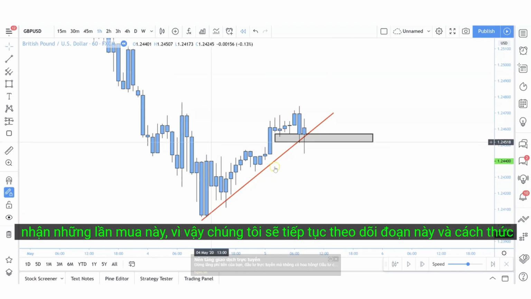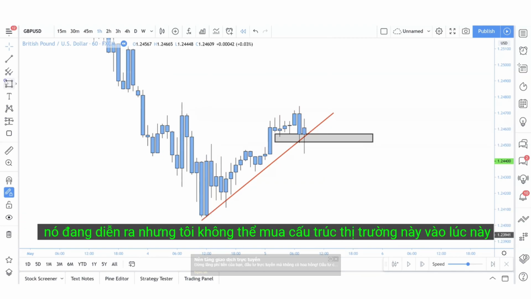So we're going to continue to watch this structure and how it's playing out, but I cannot buy this market structure at this moment in time, because if you look to the left, price is reacting to a key level.